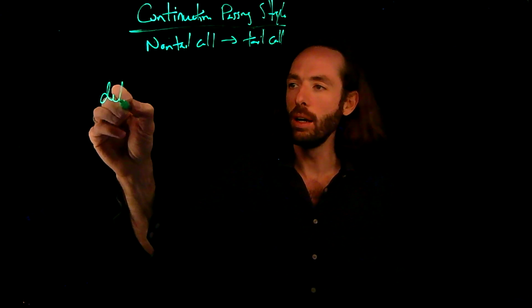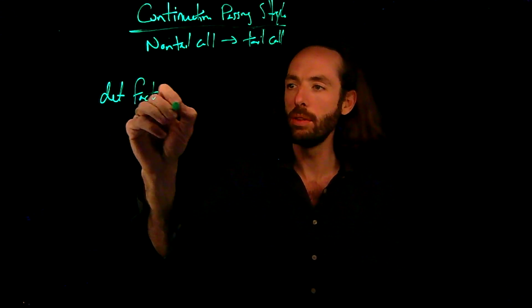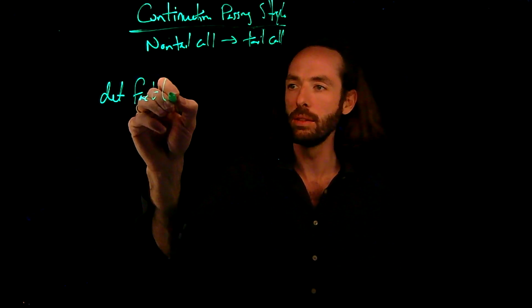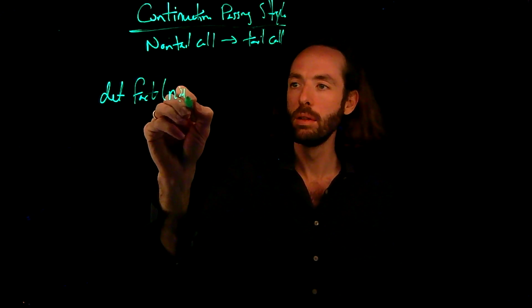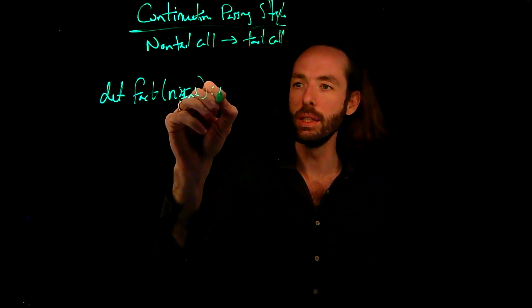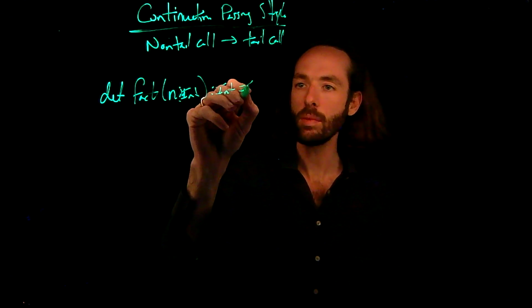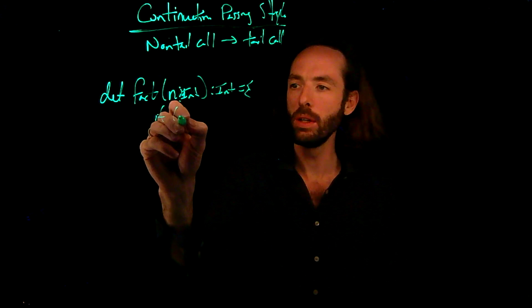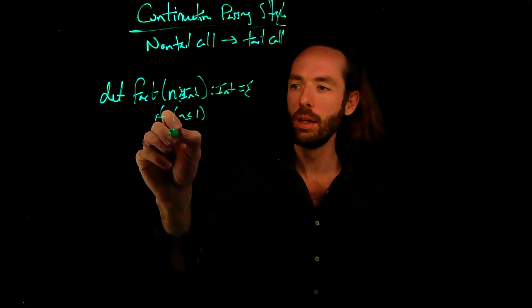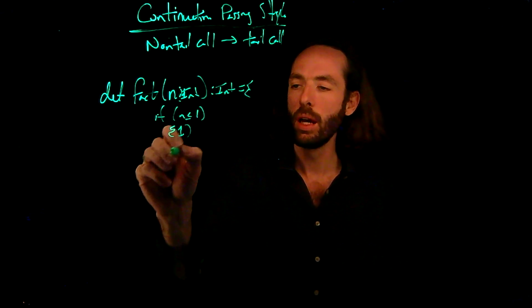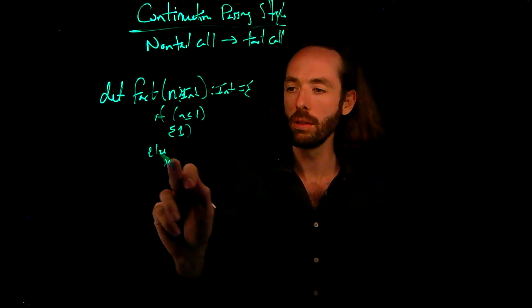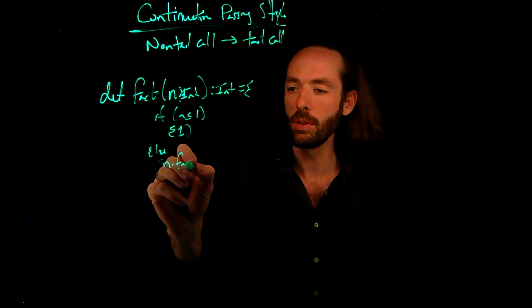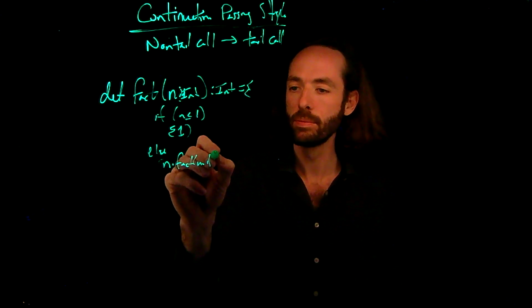For instance, right, we have our factorial function, right? This takes in an n, which is an int, and returns an int. And what does it look like? Well, if n is less than or equal to 1, then we just want to return 1. Else we want to return n times factorial of n minus 1.